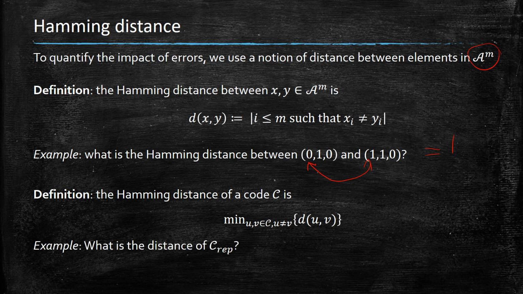So what is the distance of C-rep? Well, remember, there are only two code words. You have u equals 0, 0, 0, and v equals 1, 1, 1. These are the only two different code words. And then, of course, the distance between u and v equals 3. And that shall be the distance of C-rep. Okay?